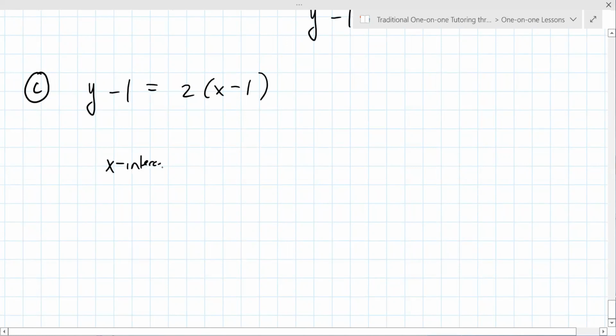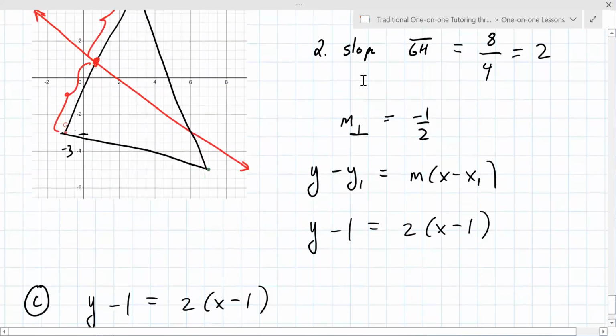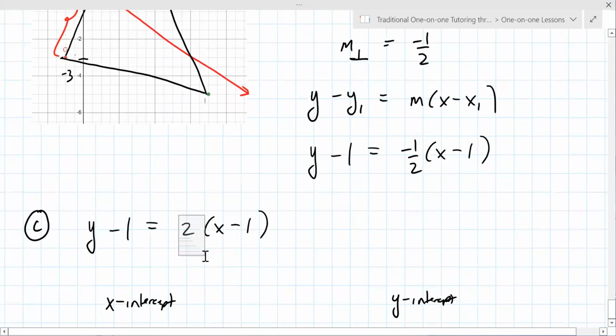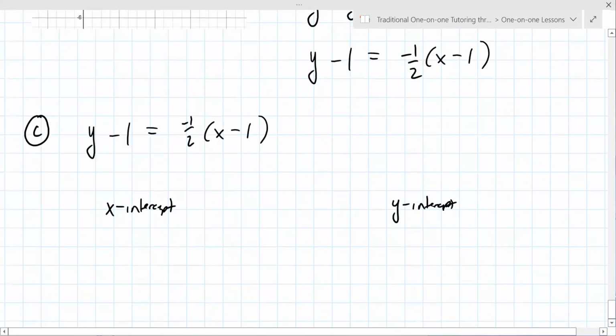Wait, I have a question. Would it be 2 or would it be negative 1/2? Sorry, I put the wrong slope in. No, it's all good. I've done that like 7 times. I just wanted to make that clear. Thank you, because it does matter. It will affect the answer.